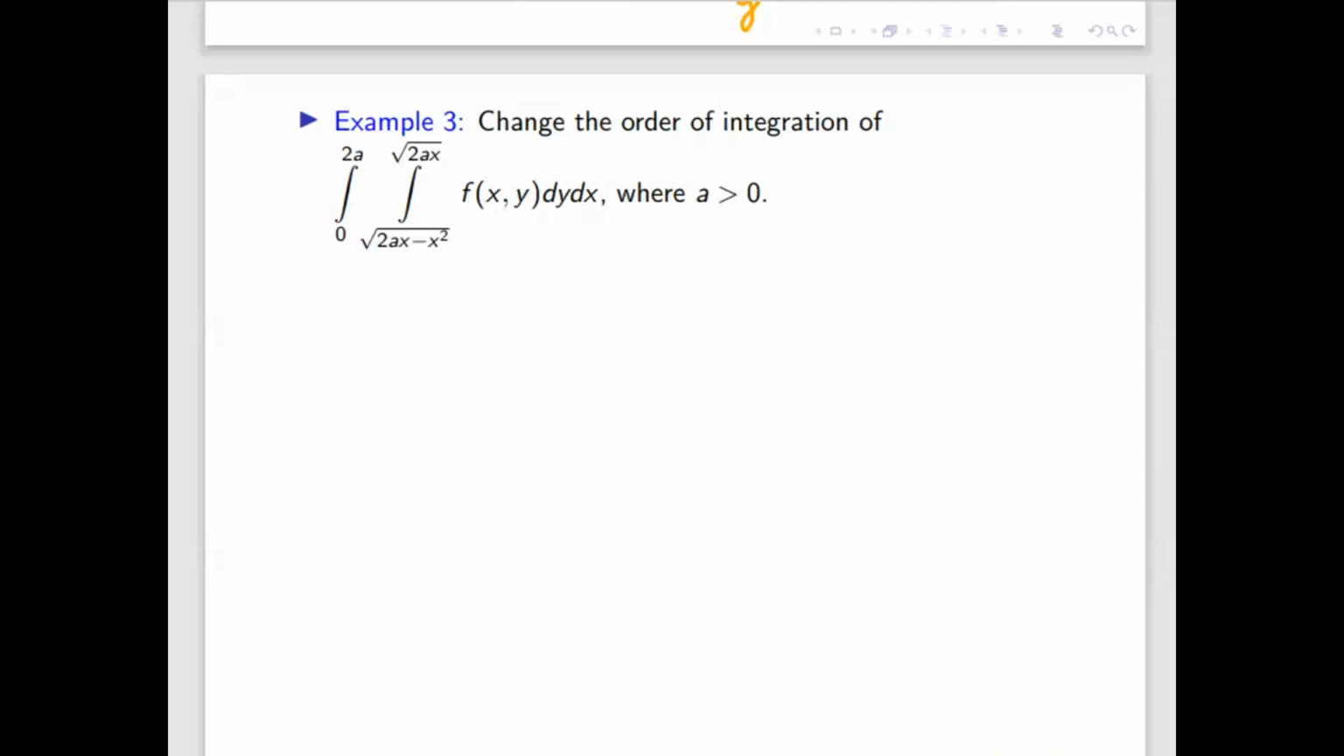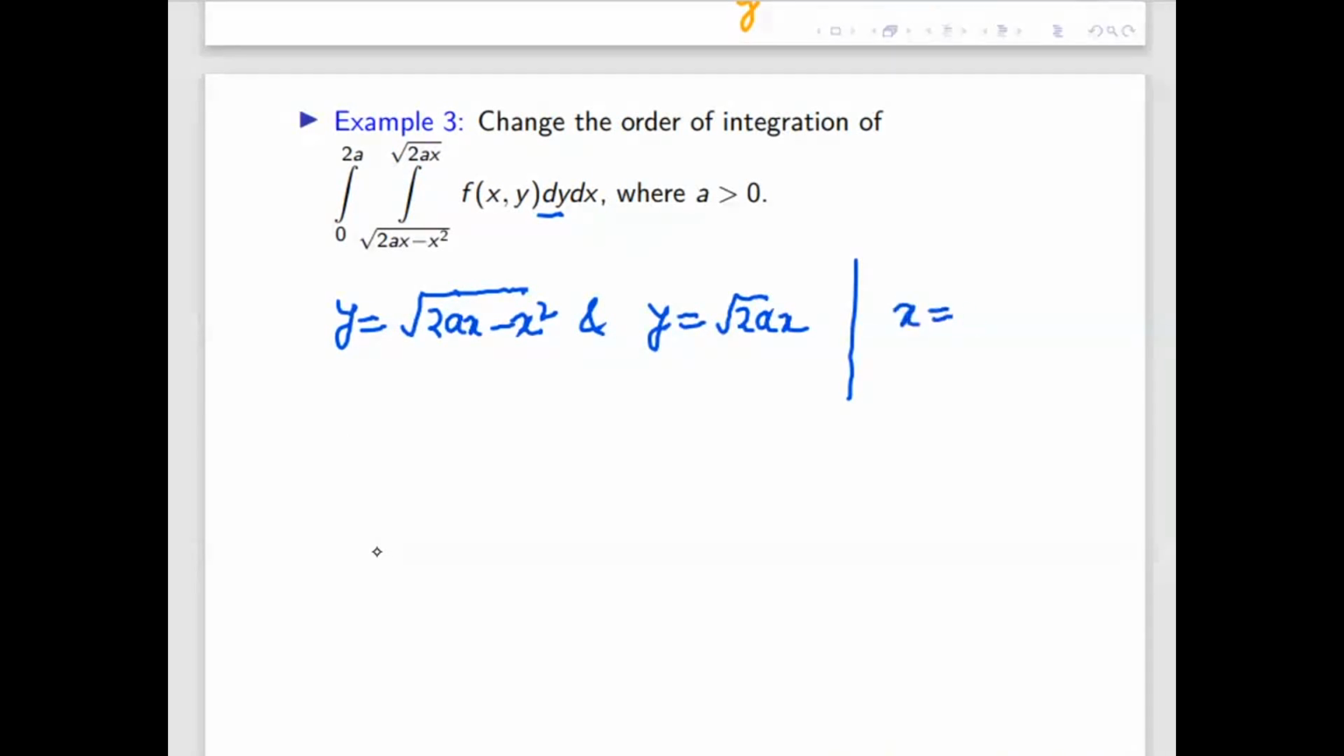So first we will draw the picture. So this is the first limit of y and then limit of x. Here it is given, so this is the value of y equal to square root of 2ax minus x square. This is the lower limit, and upper limit is y equal to square root of 2ax. This is the limit of y. X limit is starting from 0, and I will draw this all.